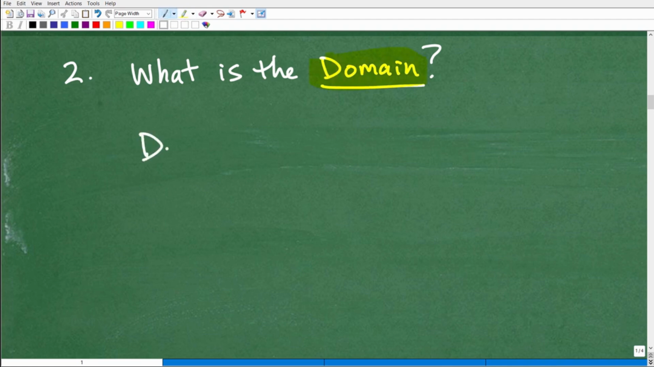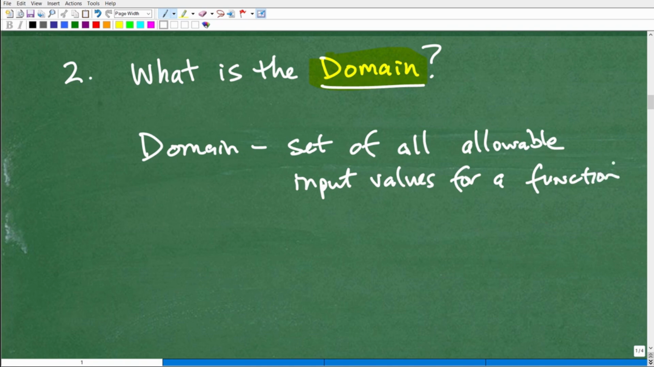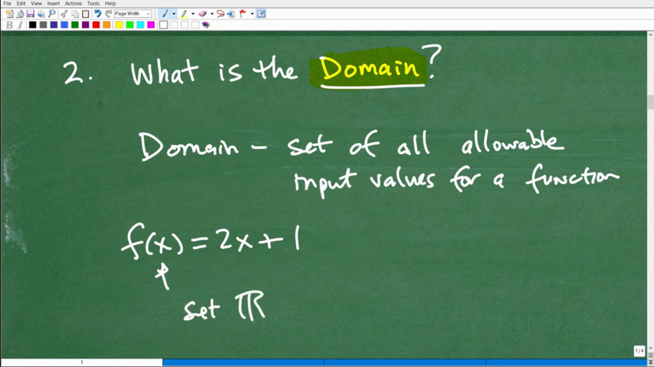Okay. So the domain is effectively the set of all allowable input values for a function, something like that. So it's a set of all input values. For example, here f of x is equal to 2x plus 1. What are all the x values that I could plug into this function without breaking it? Well, it would be the set of all real numbers.